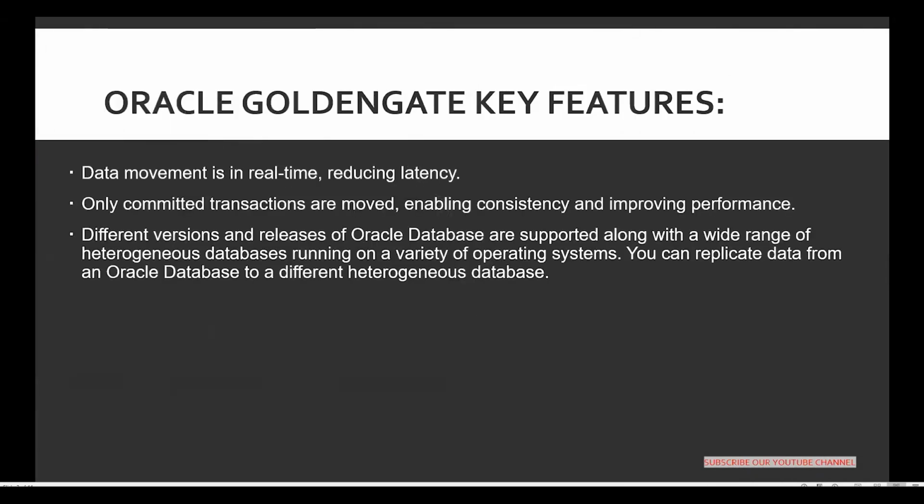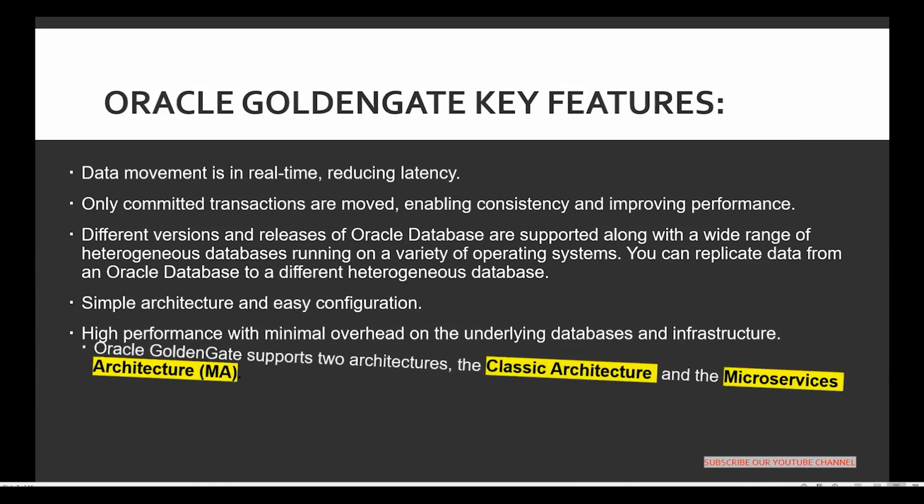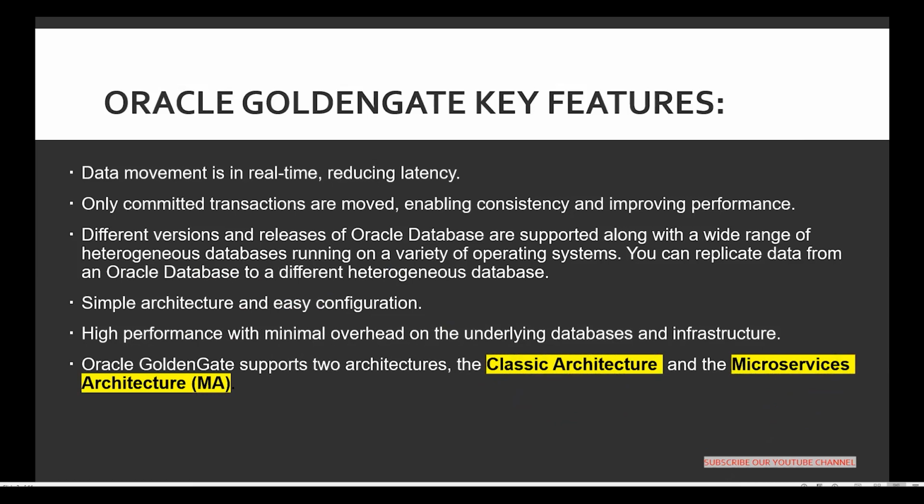Let's move to the next part, Goldengate key features. The main purpose of Goldengate is data movement from one source database to another target database. It works on committed transactions, and it enables consistency and improves performance. Basically we have two different types of architecture: one is the classic architecture, and the other is the microservices architecture. Today we are going to cover the microservices architecture.